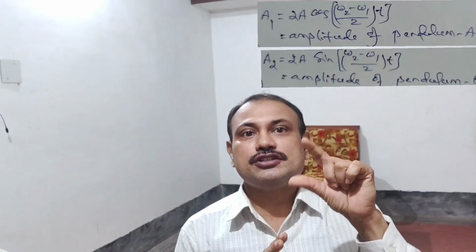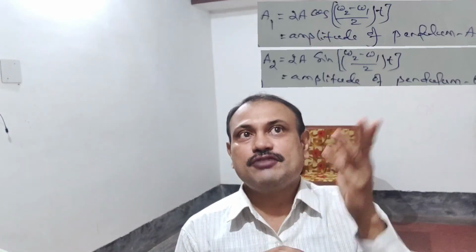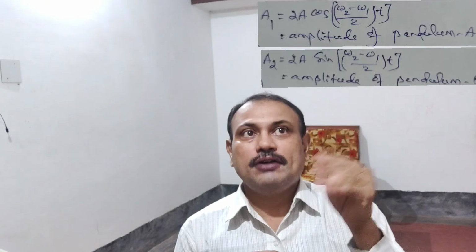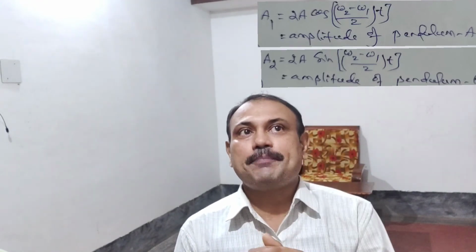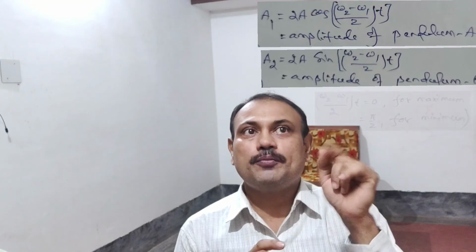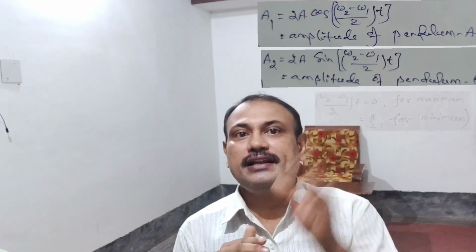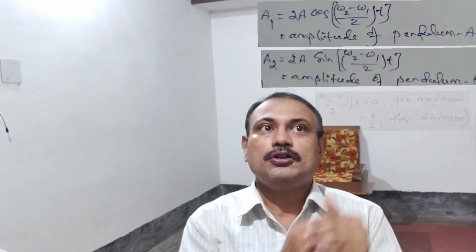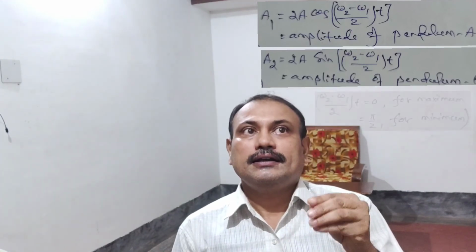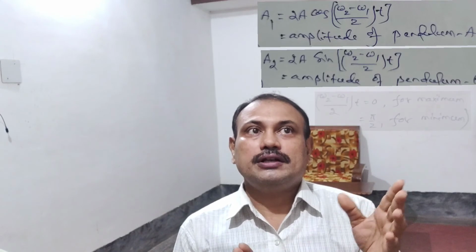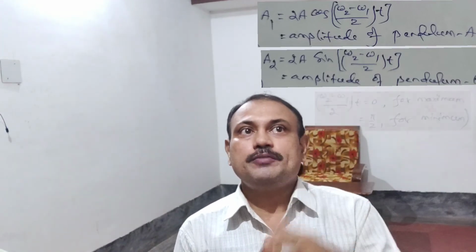Harmonically this amplitude is increasing and decreasing, and you can check that when capital A1 is maximum, capital A2 is equal to 0. And when will capital A1 be maximum? That is when omega 2 minus omega 1 by 2 into t equal to 0. Then capital A2 is equal to 0, and therefore capital A1 is maximum.